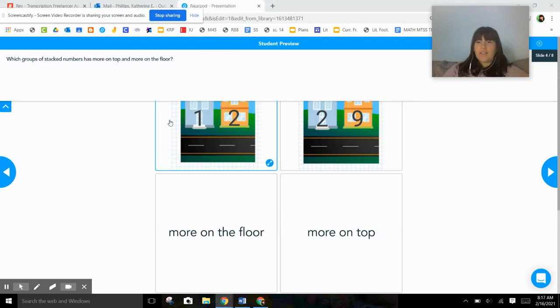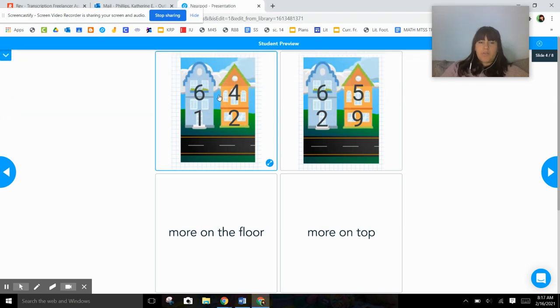All right, so let's see if you got the last few slides right. It says, which groups of stacked numbers have more on top and more on the floor? So let's look at this first one. There's more on top on this one because 4 is bigger than 2. So this one's definitely more on top. So I'm going to click this and this.